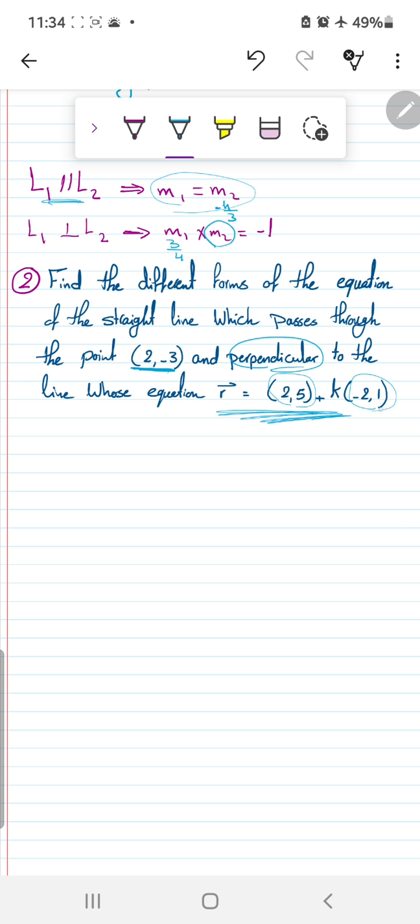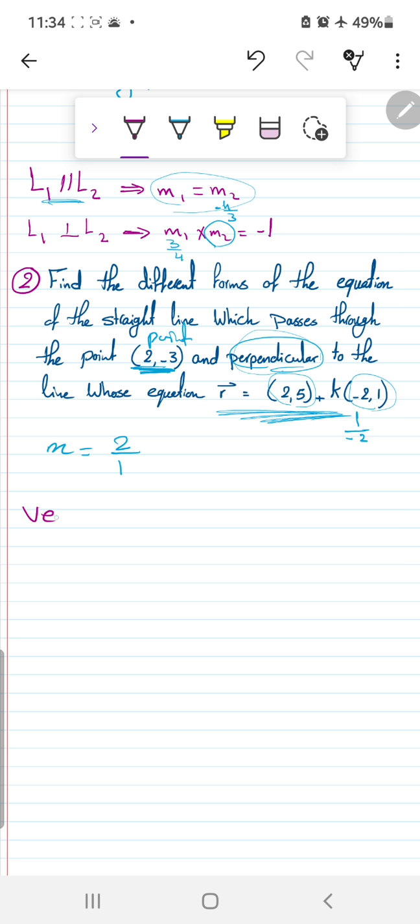Here the slope equals what? y over x, so the slope here will be 1 over negative 2. Here we said perpendicular, so take the reciprocal, which is 2 over 1, and change the sign, negative becomes positive, so the slope here will be 2. So we have the point (2, negative 3) and the slope, so of course it's easy to get the forms of the equation of the straight line.